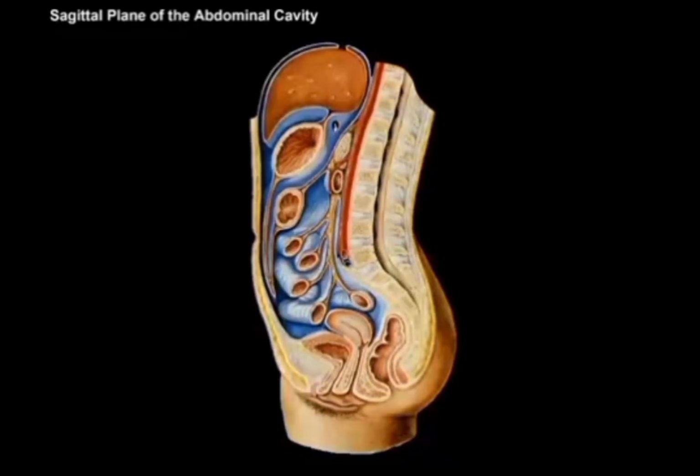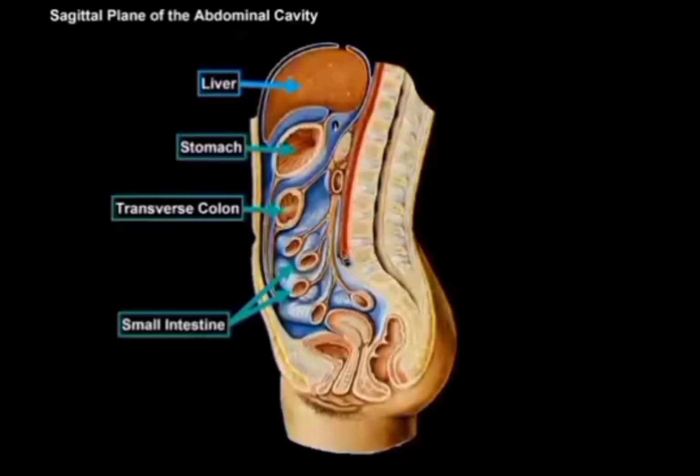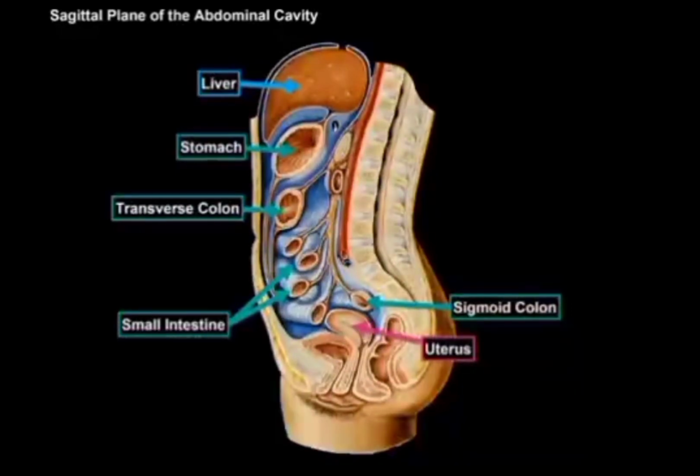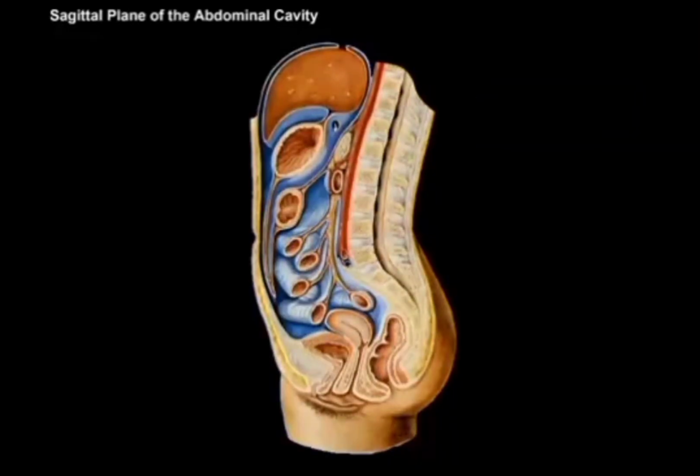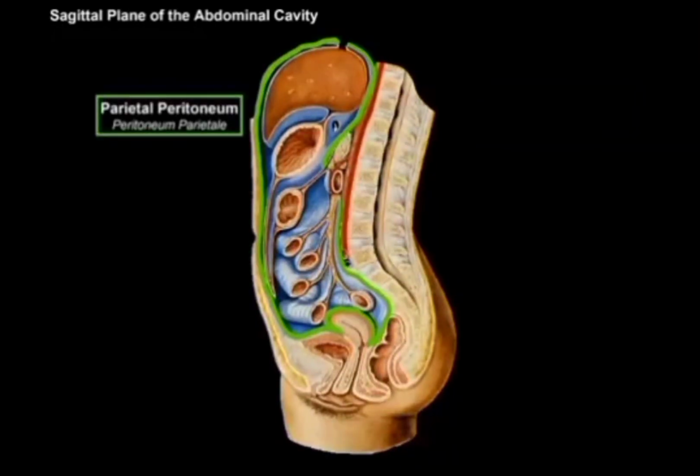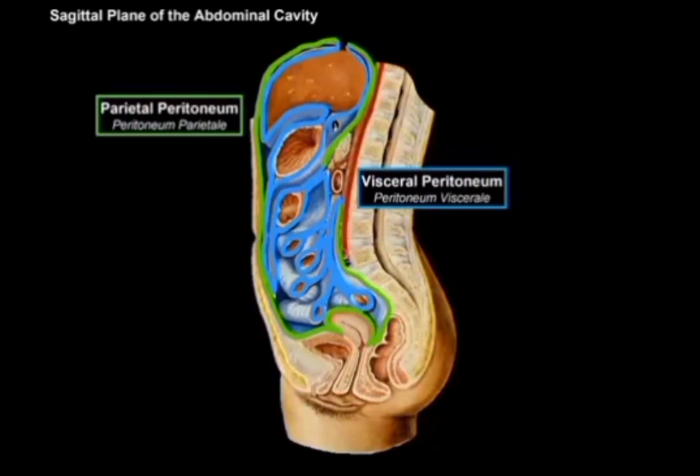Now for orientation's sake, this is the liver, the stomach, the transverse colon, the small intestine, and down here is the sigmoid colon. Now this is a woman's abdominal cavity, so the uterus is here. Now we have something called the peritoneum, and essentially it's a layer of fat that is distributed around the abdominal cavity, and we divide it into 2 parts. We have the parietal peritoneum in green, which covers the surrounding walls of the abdominal cavity, and then we have the visceral peritoneum, which covers the organs inside of the abdominal cavity here in blue.